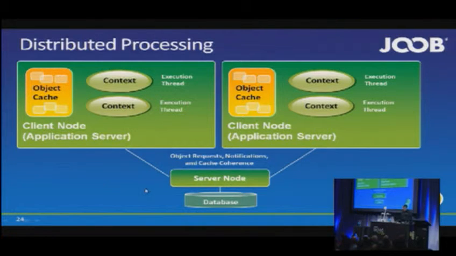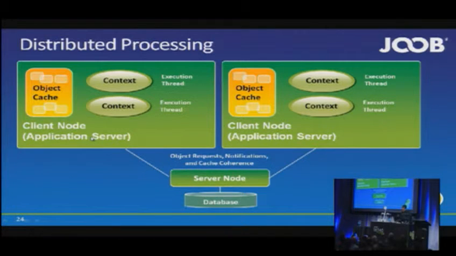So a JOOB system is fundamentally a collection of nodes. It's a distributed system, a collection of homogeneous nodes, except for one, which is more homogeneous than the others. And this one is the server node. And the server node has special roles, and one of the roles that it has is that it takes care of the database. That's the one who takes care of the persistent objects.